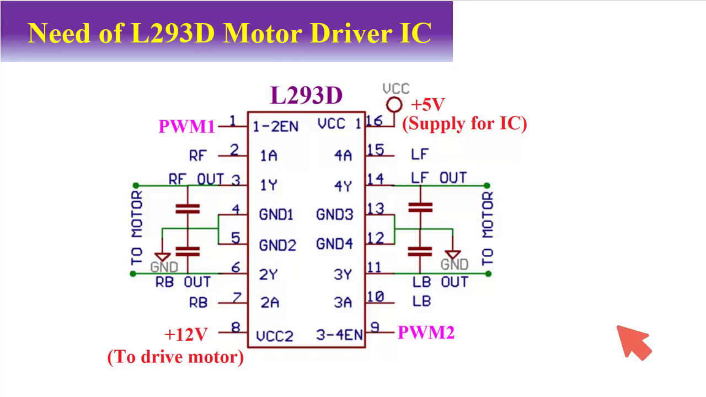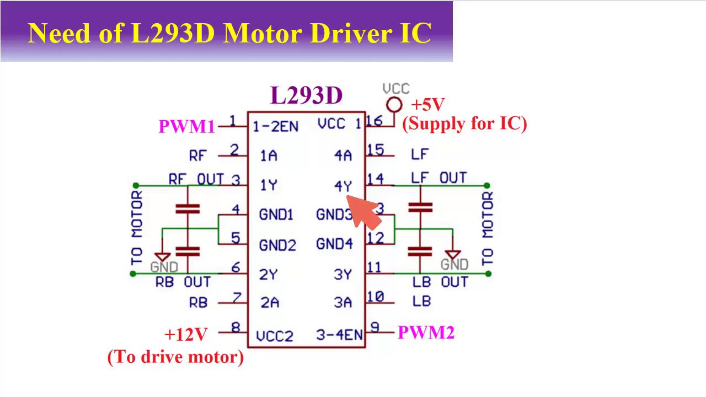Now here I will explain the different connections. There are 4 output terminals: 1Y, 2Y, 3Y and 4Y. These 4 output terminals can be connected to 4 motors, but in that case all the motors will move in a particular direction. But in our direction control system, the motor needs to move in the forward direction as well as in reverse.